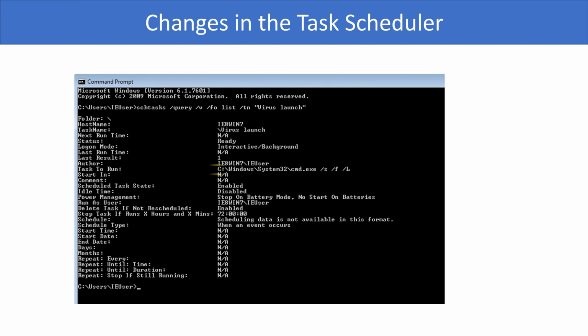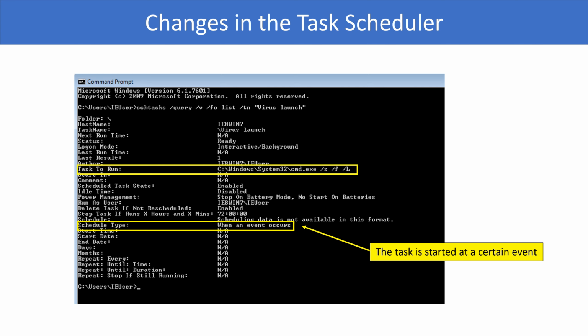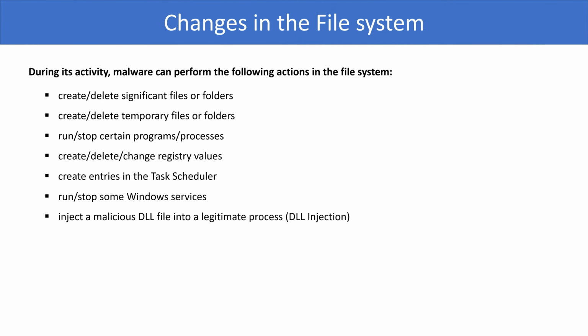If you're a command line enthusiast, here's how scheduled tasks look in the console. We see the command being executed triggered by a specific event. To view all the details, you'll have to open the task scheduler itself. Now let's consider how and why to analyze the file system.